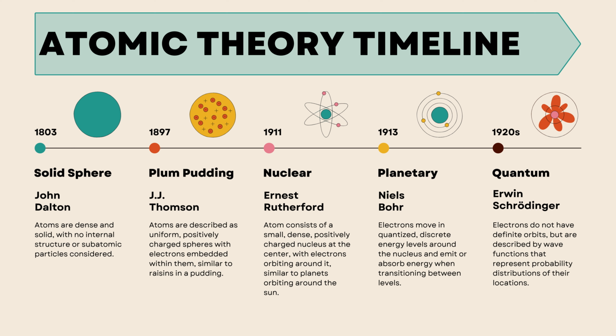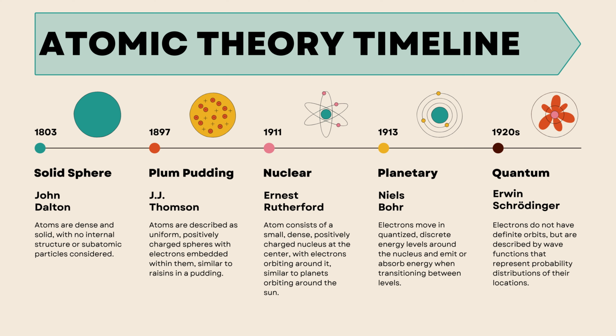1911, nuclear. Ernest Rutherford. The atom consists of a small, dense, positively charged nucleus at the center, with electrons orbiting around it, similar to planets orbiting around the Sun. 1913, Niels Bohr. Electrons move in quantized, discrete energy levels around the nucleus and emit or absorb energy when transitioning between levels.